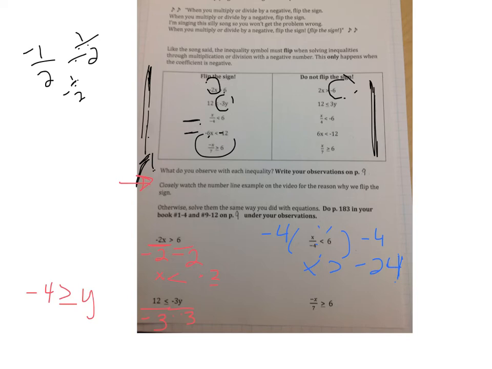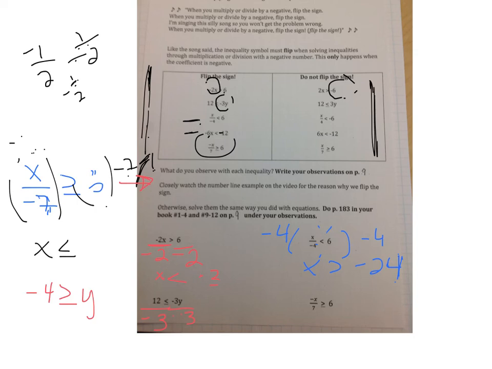And the last problem, again, it's a negative x over 7, and over here to the left, you can write it as a negative 7. It's greater than or equal to 6. Division problem solved by multiplying. Multiply by negative 7. And x is less than or equal to negative 42.